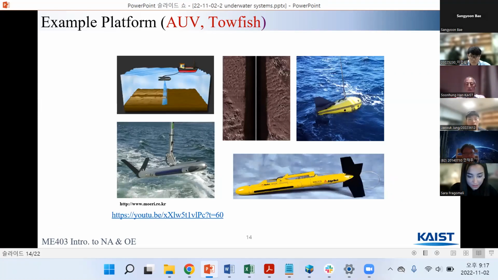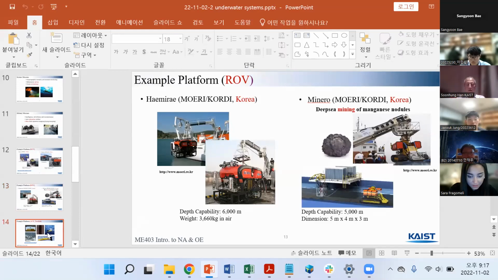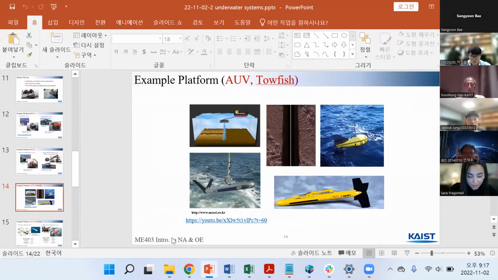And this is an example of a glider. So let's see the video, let's see whether it is okay to see. Towfish video.